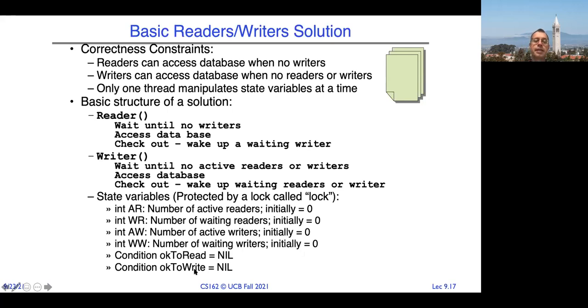And then what are the state variables? Well, the number of active readers, and the number of active writers. How many active writers can we have at a given time? One, right? Remember, we cannot have two writers at the same time. Then you have the number of waiting readers, which are the readers waiting to read, and the number of waiting writers. When do we have readers waiting?